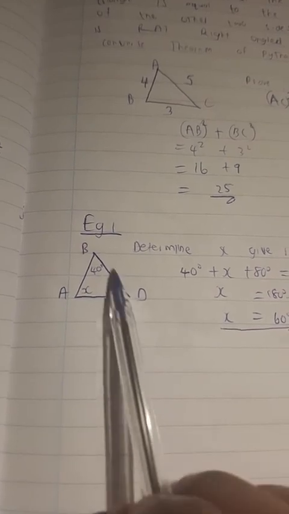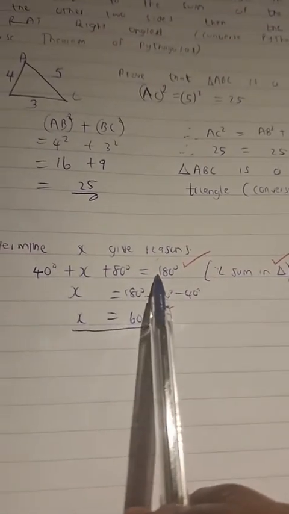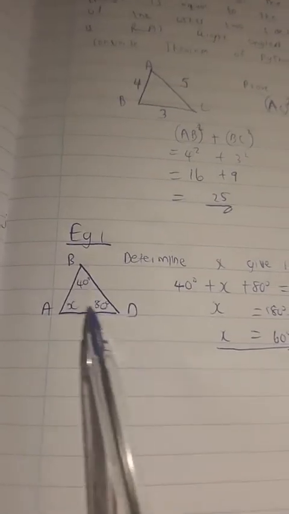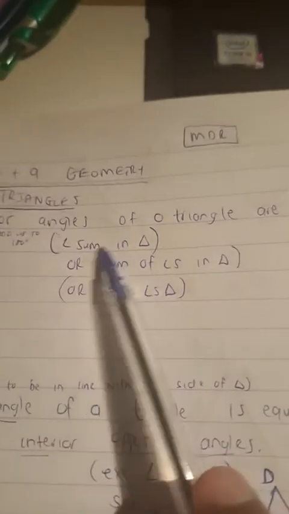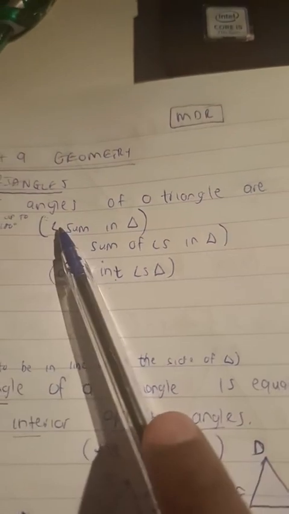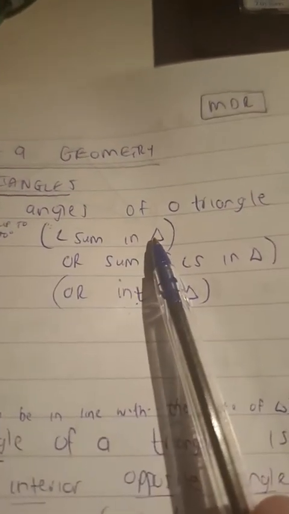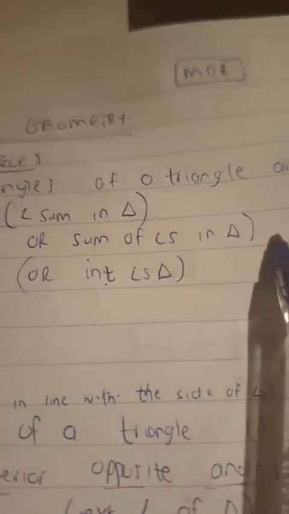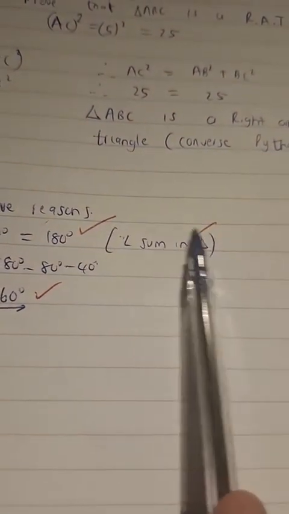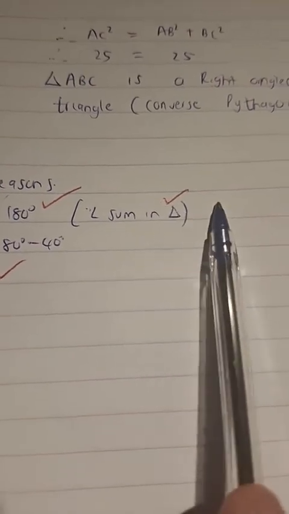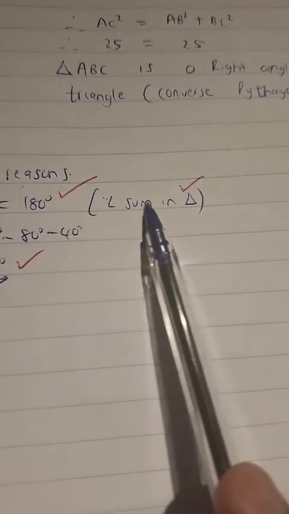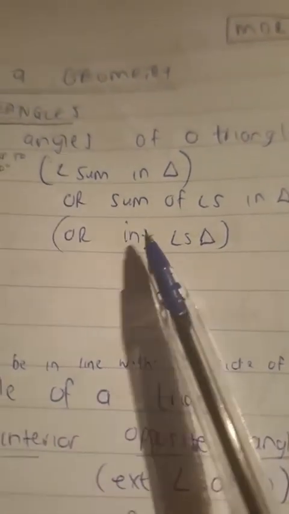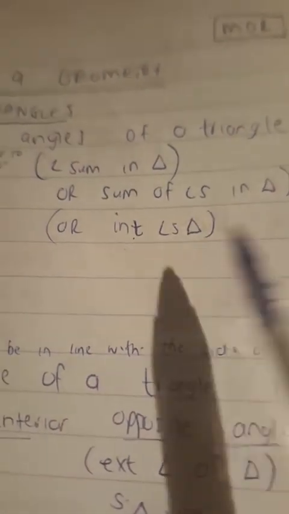40 plus x plus 8 is your statement, is equal to 180, because the sum of angles in a triangle gives you 180 degrees. And I said you can use one of three of these reasons. You can either use angle sum in triangle, that's acceptable, or you can use sum of angles in triangle. I could have written in this bracket sum of angles in triangle if I wanted to, instead of writing angle sum in triangle. Or you could write int, which means interior angles triangle.